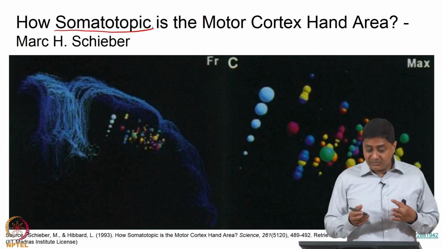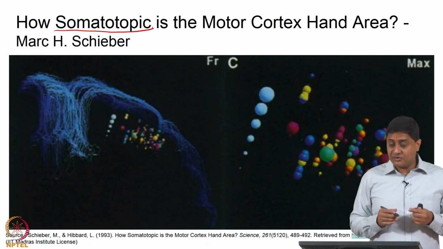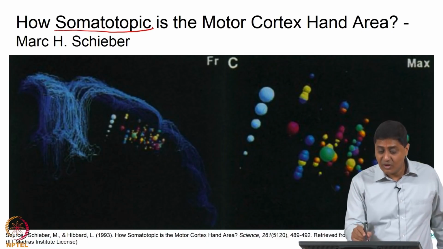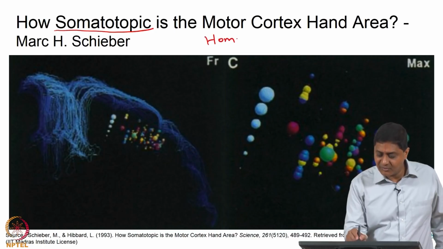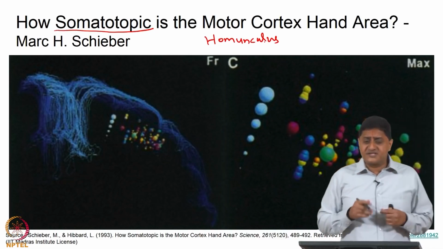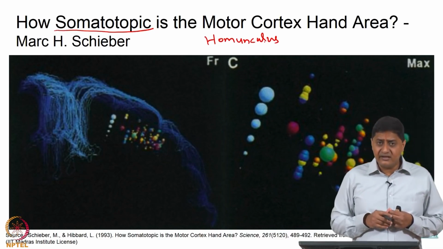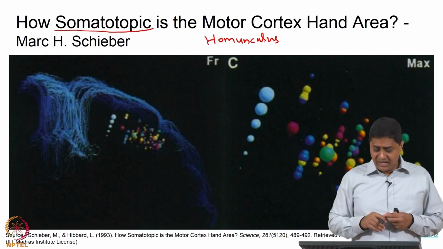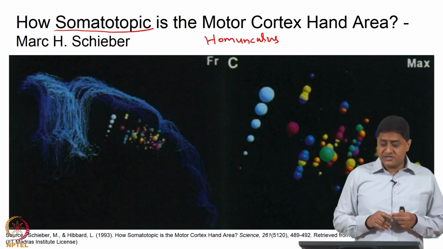However, this led to the hypothesis that there is a map, there is a person. This is also called the homunculus theory, right. So, there is a small guy, or there is a homunculus in your head, which when you activate, depending on where you activate, the response is going to come. That was a controversial notion.